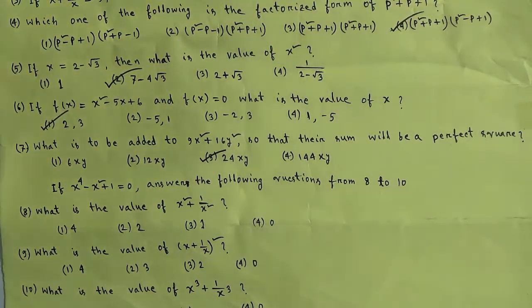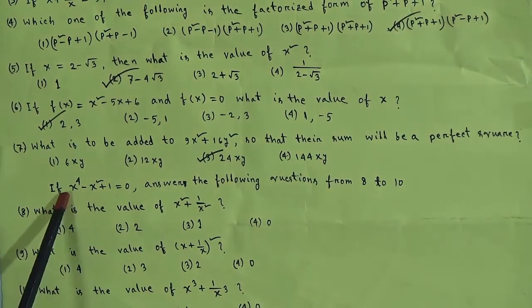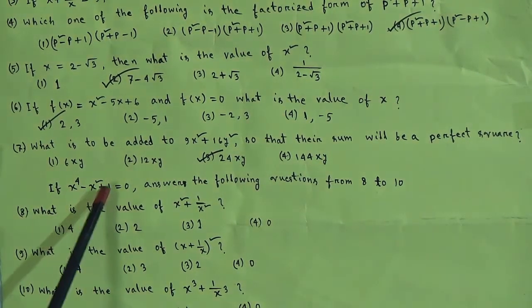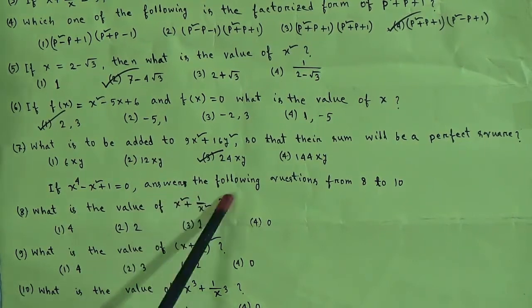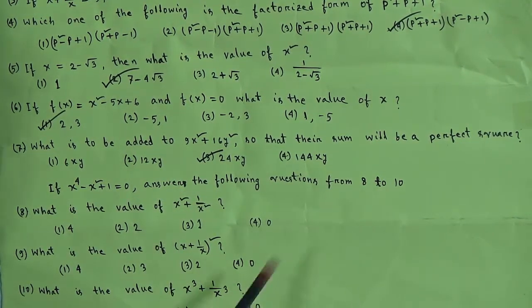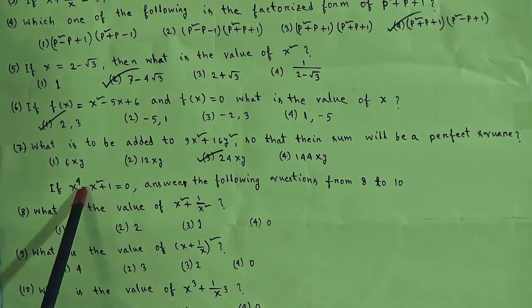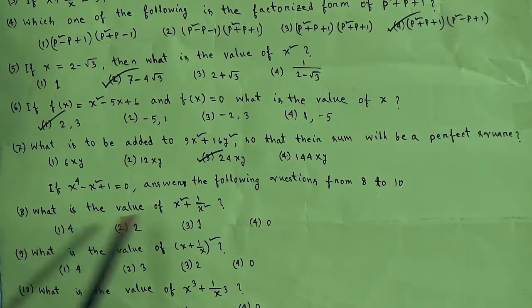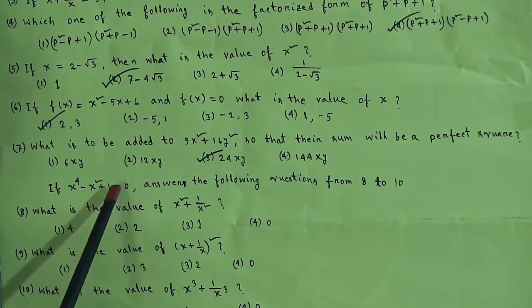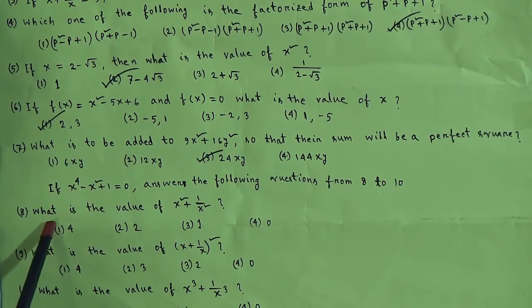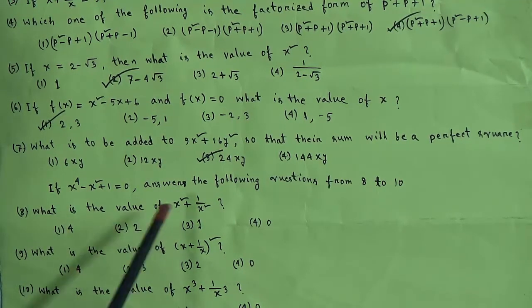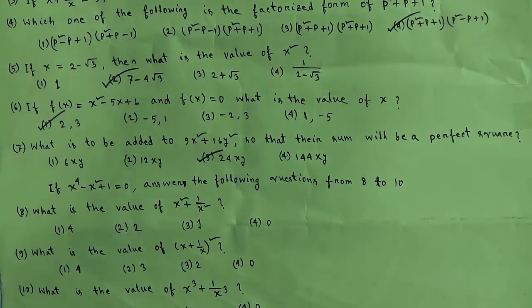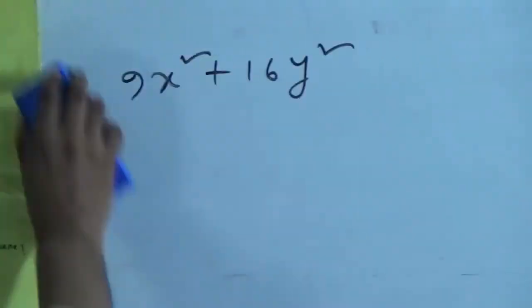Dear students, now one stem exists. If x to the power 4 minus x square plus 1 equal to 0, answer the following questions 8 to 10. Using this stem, we have to solve question number 8, 9 and 10. Here the stem is x to the power 4 minus x square plus 1, and for question number 8, we have to find out the value of x square plus 1 by x square.